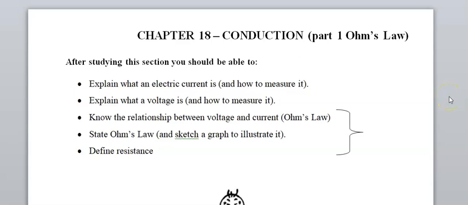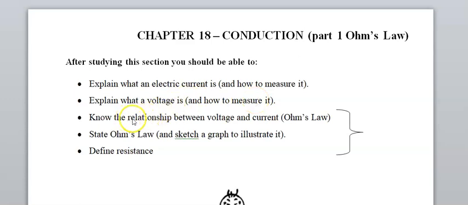And hello and welcome. In this video we will be looking at some of the main points behind electric circuits. And by the end of the video I would hope you would know the following. You should be able to explain what is an electric current and how we can measure it. You should also be able to explain what a voltage is and how we can measure this.